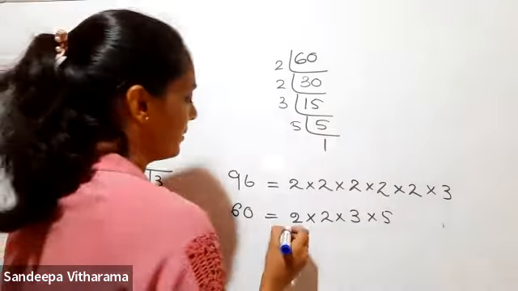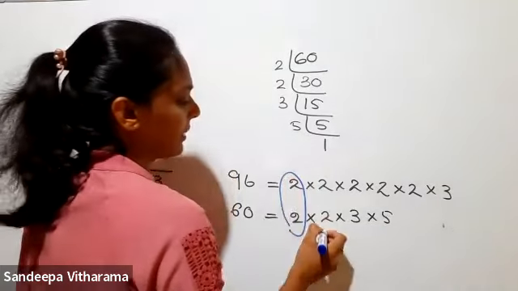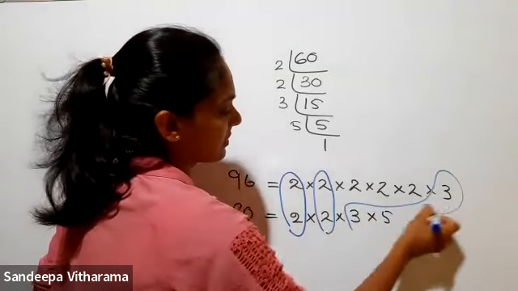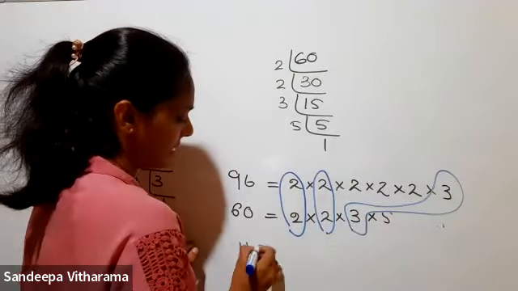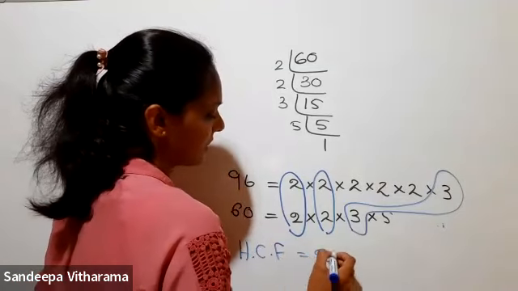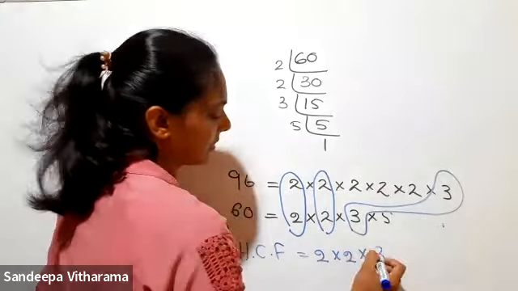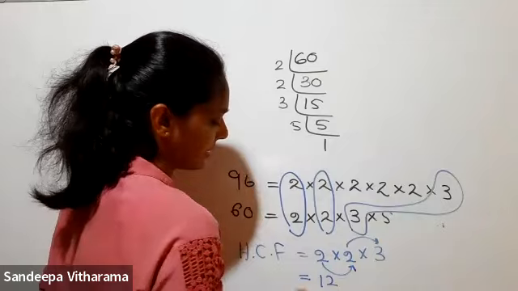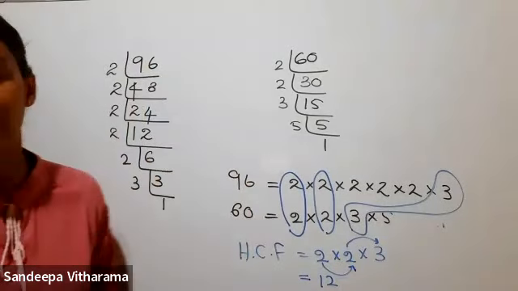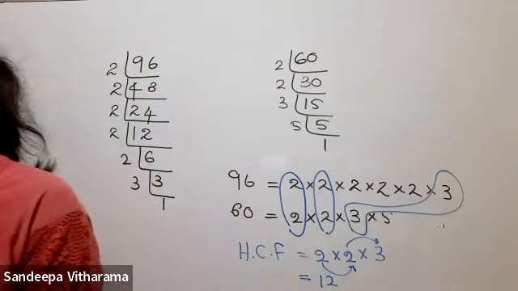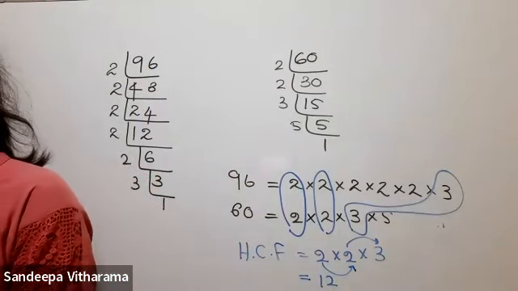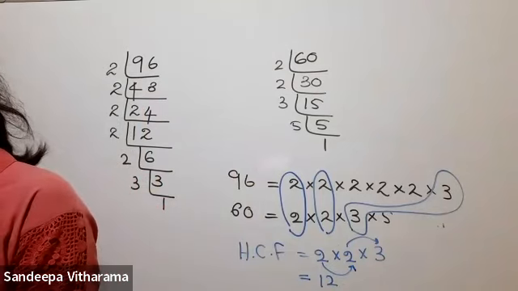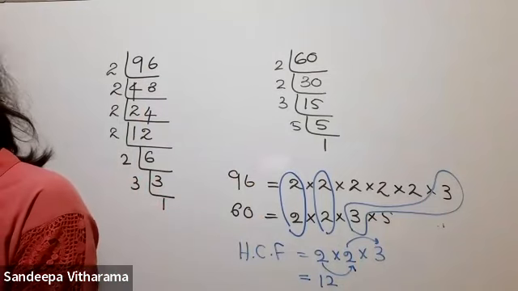Then we choose the prime factors common to both numbers. Then we can identify HCF is equal to 2 into 2 into 3. What is the answer? 2 into 2 is 4. 4 into 3 is 12. Then the highest common factor is 12. Okay. Did you understand this one? There's no doubt. Okay.